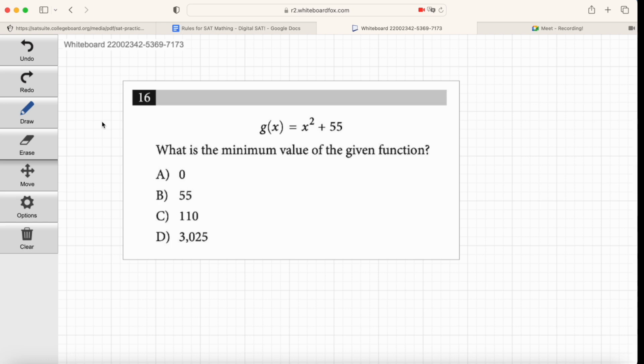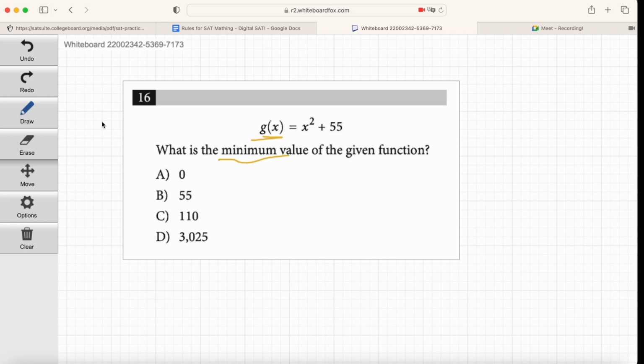What are we solving for here, Tanner? The minimum value of the given function. Minimum means what? Lowest, the smallest value. So we're looking for the smallest value for the given function. Now, when we're talking about the smallest value, we're not talking about the x value. We're talking about the g of x value, the output, or you could say the g value, right? So looking for the smallest possible value.